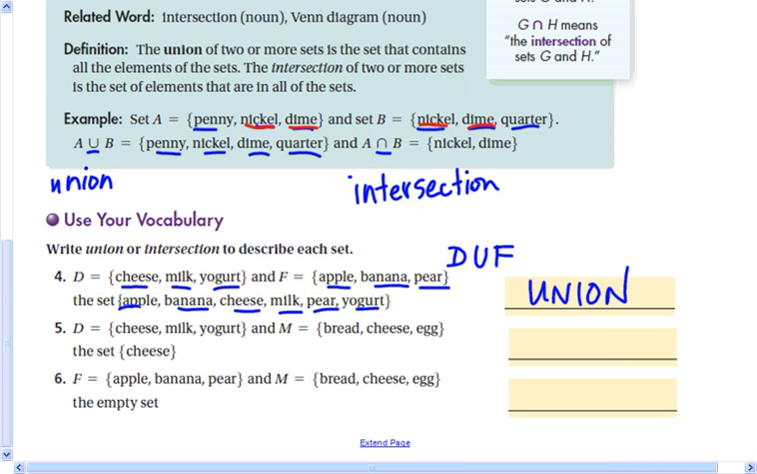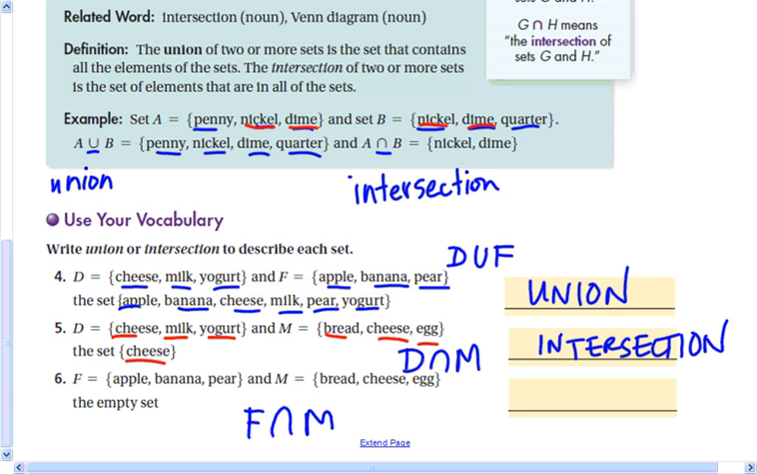And the second one has cheese, milk, yogurt and bread, cheese, egg. The set cheese is the one item that's common to both. Sometimes we say D and M, but it really means the intersection of sets D and M. If the sets have no items in common, then the intersection is the empty set, and that's what we see here. F intersect M: apple, banana, pear and bread, cheese, egg have nothing in common, so the intersection is the empty set.